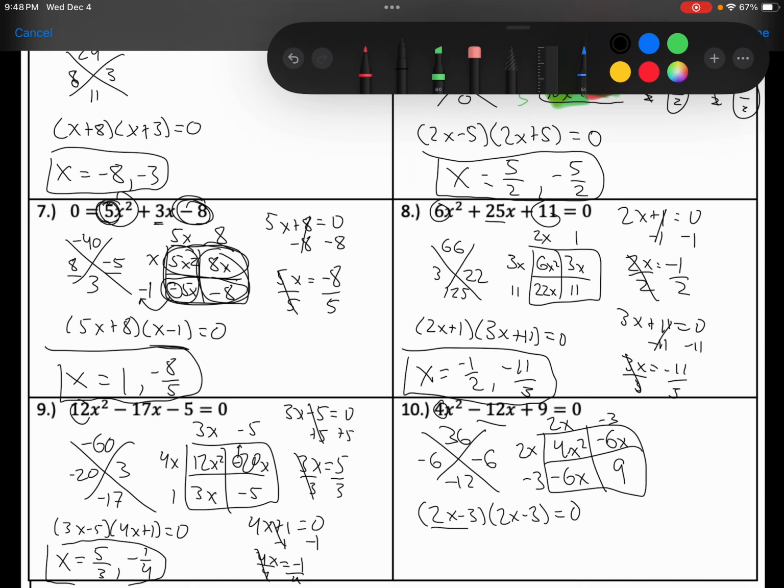Well, these are the same factor, 2x minus 3 and 2x minus 3, so I really only need to solve it once. 2x minus 3 equals 0. I would add 3 to both sides, giving me 2x equals 3. Divide both sides by 2, and we get x equals 3 halves. So this one would actually only have one solution, because our two factors were the same.